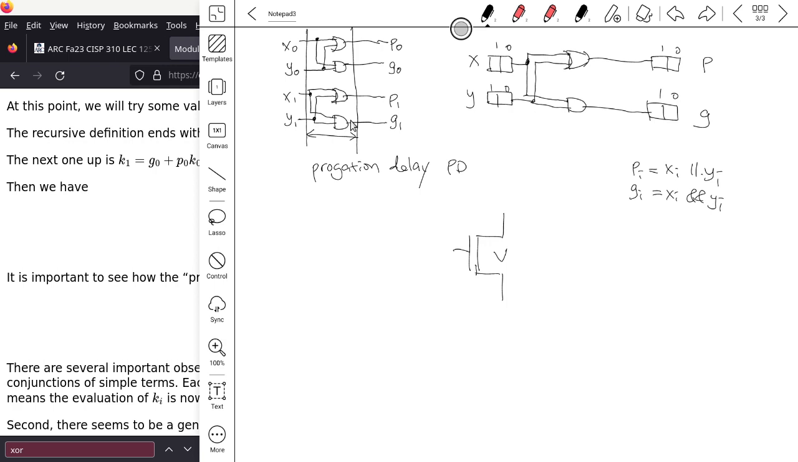This part here looks like a capacitor. For those of you who have taken electrical physics, I'm not even sure how to call that, but there's a physics class that talks about capacitance, resistance, and that sort of stuff, circuits. So this is a capacitor. It takes time to charge up and change the state. And that's why there's a delay.